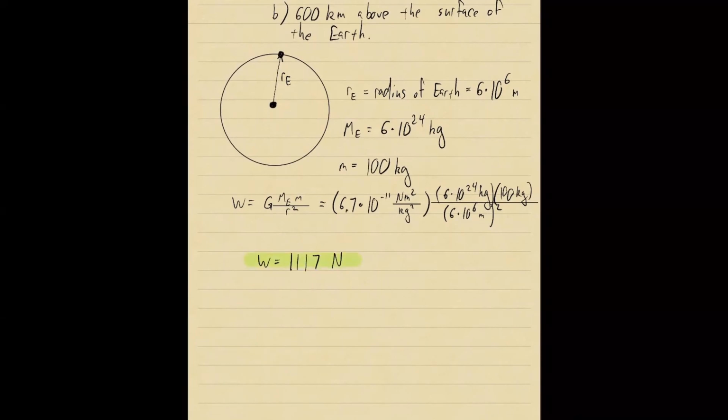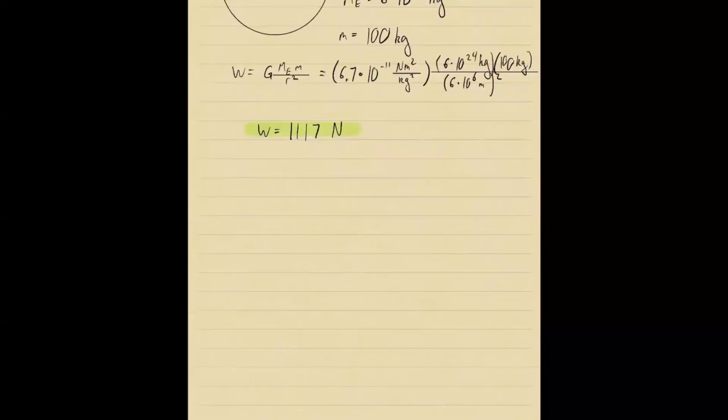Just as a side note, if we take just this part here and leave off this little m, the mass, then this part is actually an acceleration. If we take G times the mass of the Earth divided by the radius of the Earth squared, it turns out that this is an acceleration, and this acceleration is g. This is just 9.8 meters per second squared.